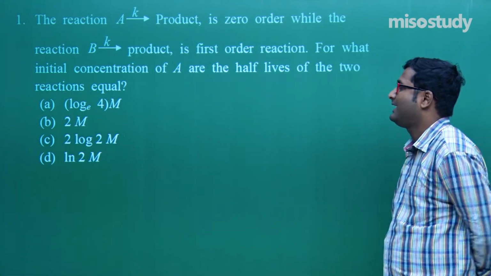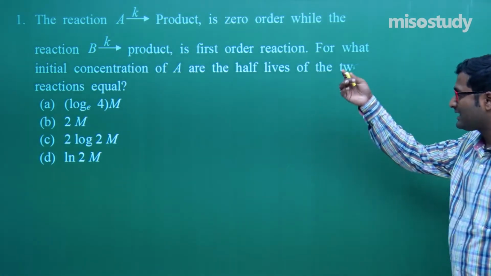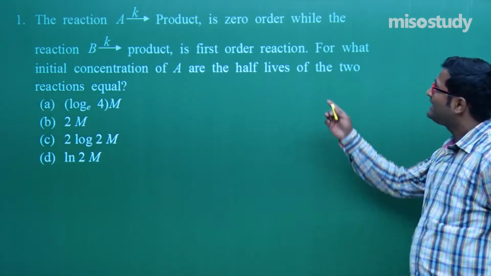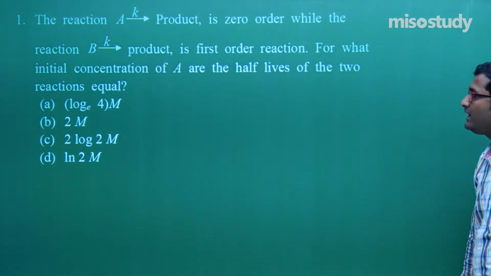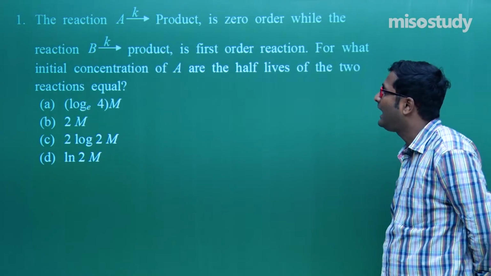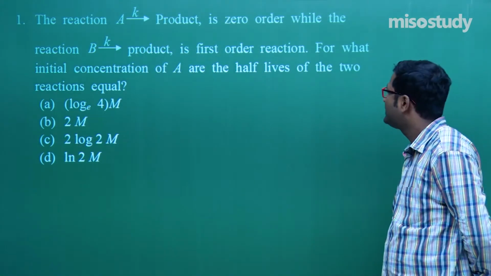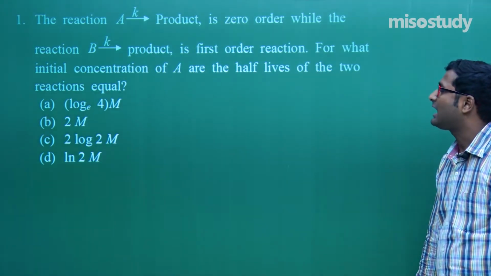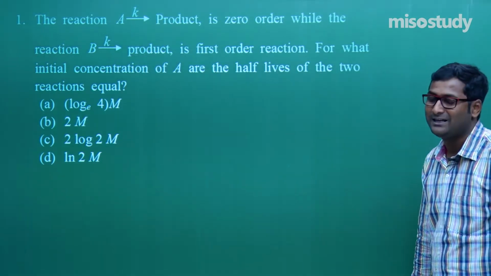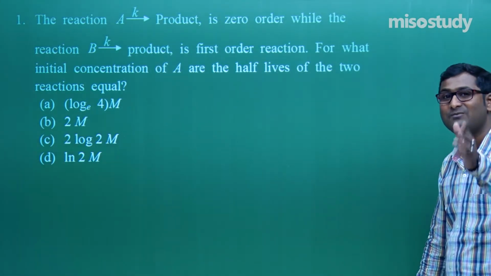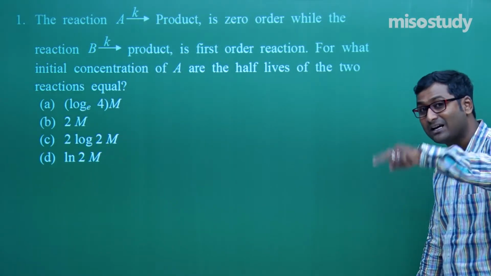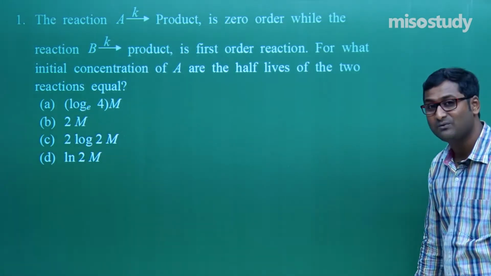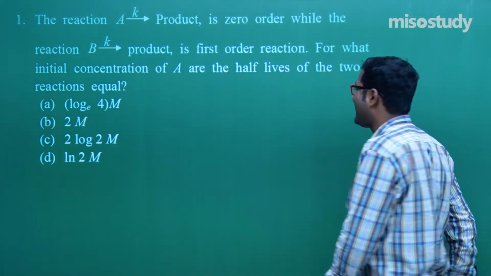What is given here? The reaction A gives a product, and k is the rate constant, of zero order, while the reaction B, which gives a product, again has rate constant k, of first order. Now the question is, for what initial concentration of A are the half-lives of the two reactions equal? That is, we have to relate the half-lives of reaction A and reaction B. But the question is telling that one is zero order and the second one is first order. So, let us start the battle.